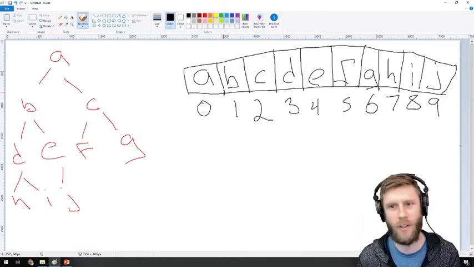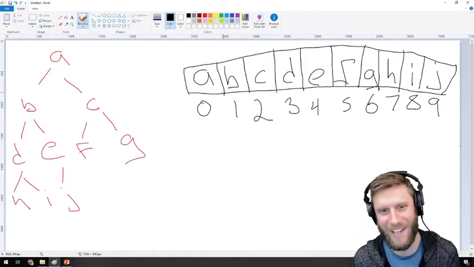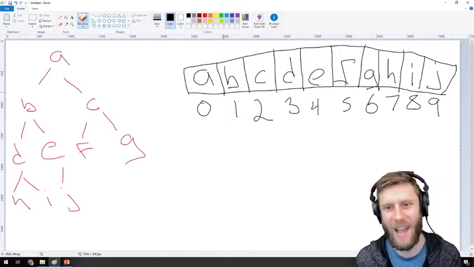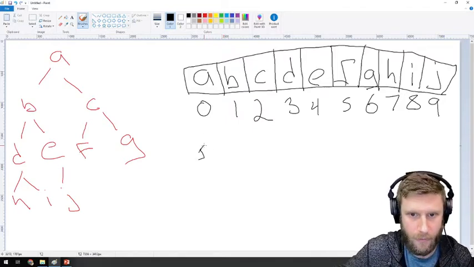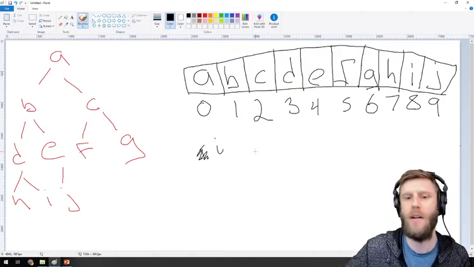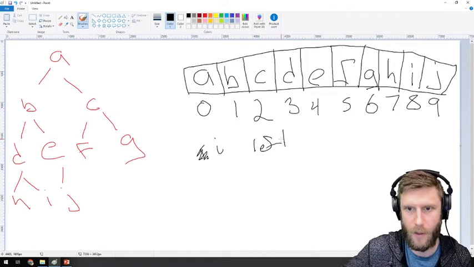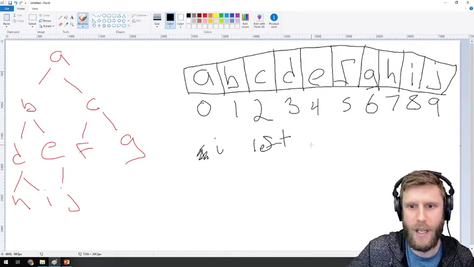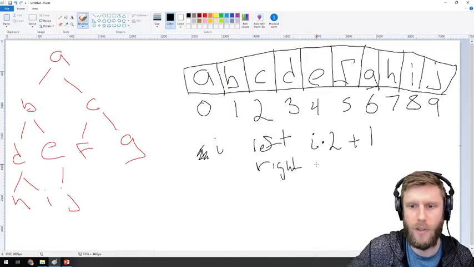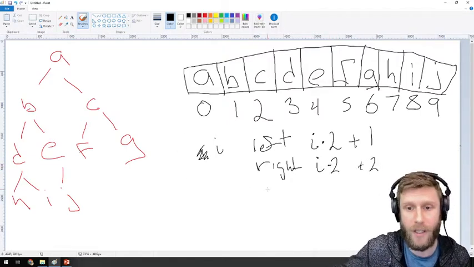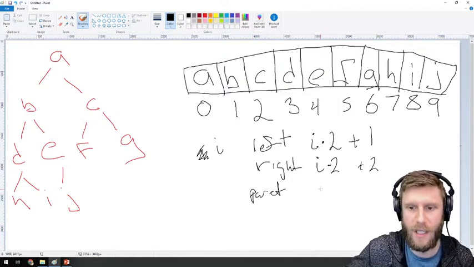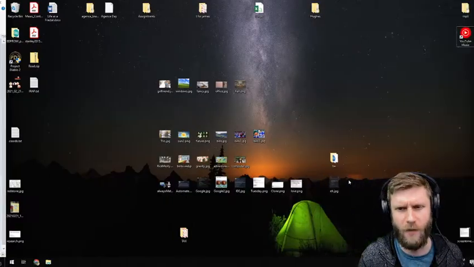Now, of course, you're going, no, you haven't. You just put the letters in an array. That's all you did. You can't call that a tree. Well, here's the magic. If we are at any given node i, if I want that node's left child, that's going to be your index times 2 plus 1. If you want the right, you'll take your index times 2 plus 2. And if you want the parent, all we have to do is take the index and divide by 2, I think. Or is it minus 1 divided by 2? I think it's minus 1 divided by 2.